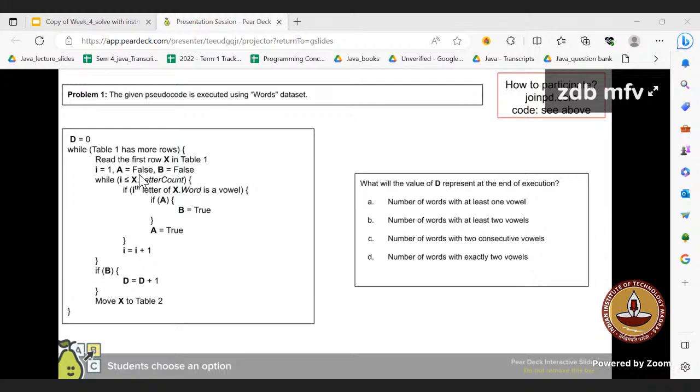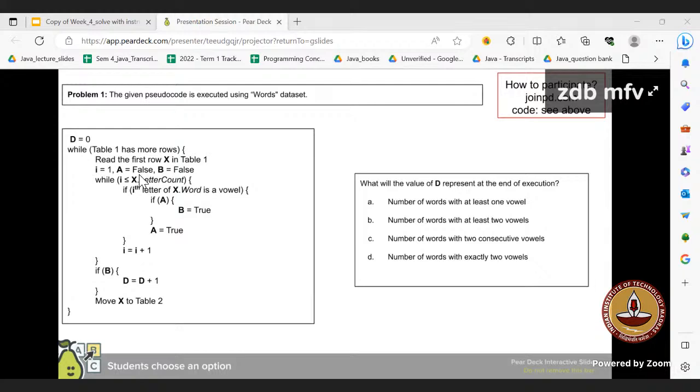Ma'am, I understood "if the ith letter of X word is a vowel". I understand this. Then after that, "if A", I don't understand this. When the if block is executed, if the ith letter of X dot word is a vowel, then only you will check for "if A". If the ith letter of X dot word is not a vowel, then you will not execute the statement inside the if block. Similarly, if A is holding the value true, then only B will be set to true. If not, it won't execute the statement inside the if block.